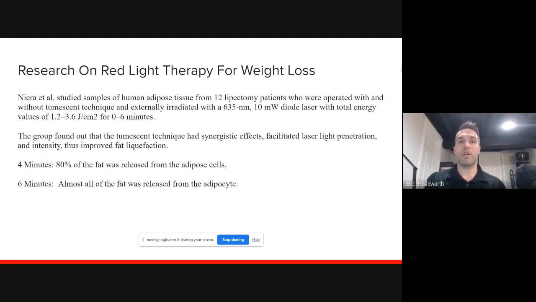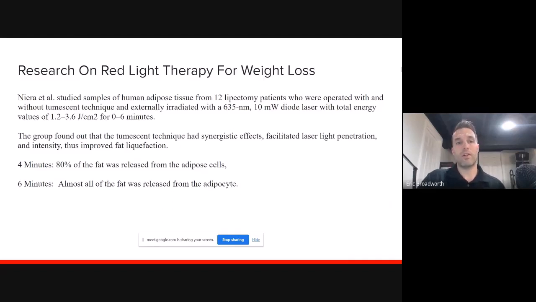And some of the research on red light therapy for weight loss is very interesting. There's a lot of research out there. Some of it, I'm not going to deny, is a little bit mixed, but there is some very positive research on the benefits of red light therapy in helping and aiding weight loss.